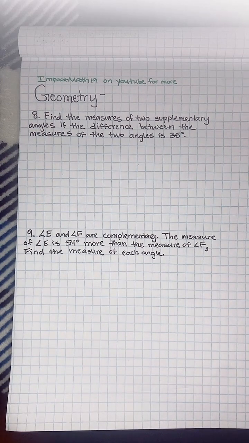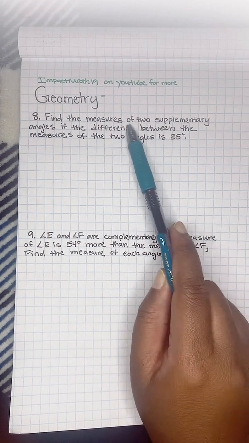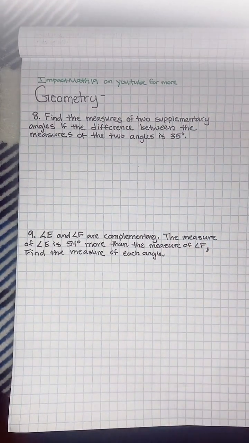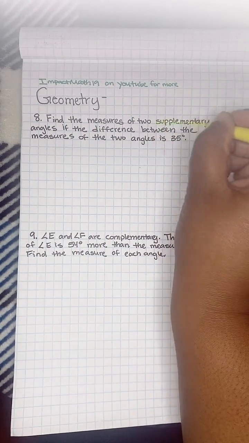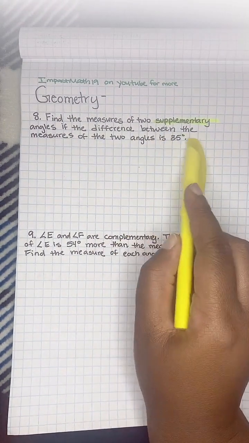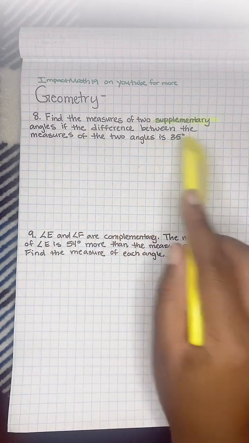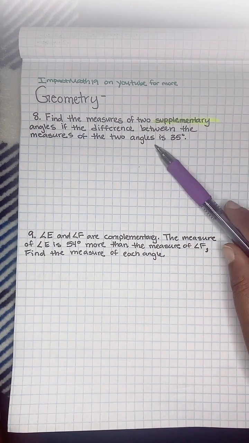All right, let's look at this. Number 8. Find the measures of two supplementary angles. That word right there, you guys, is huge. Supplementary angles, if the difference between the measures of the two angles is 35. Does anybody know how to set this up?